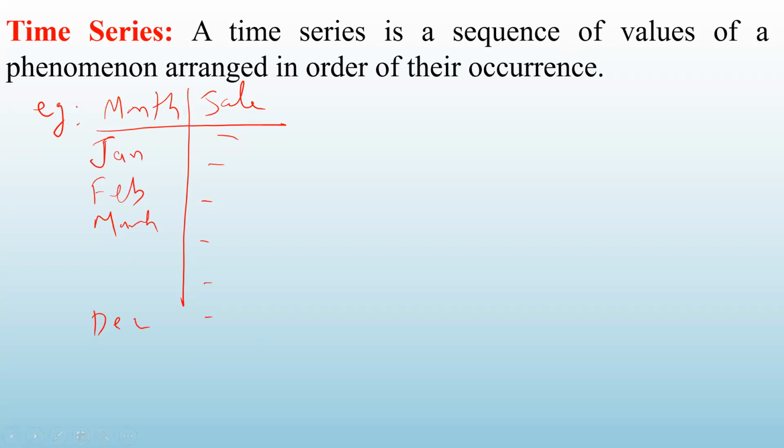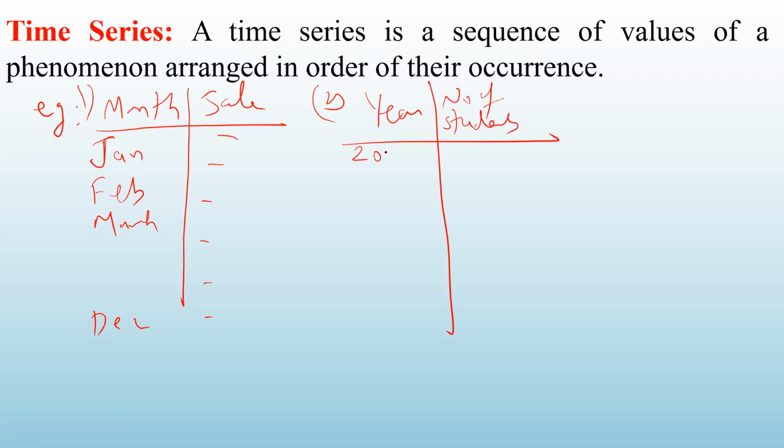You may also have a second example, in which a college would like to analyze the strength of its students yearly. So year and number of students. So say start from 2001, 2, 3, maybe up to 2020. And these are the figures. So these are the examples of time series. In this, time is year. In this, it is month.